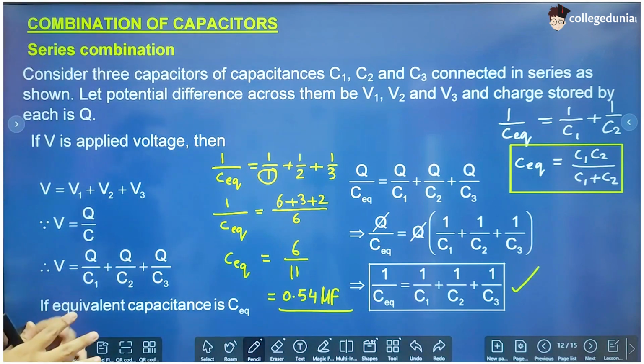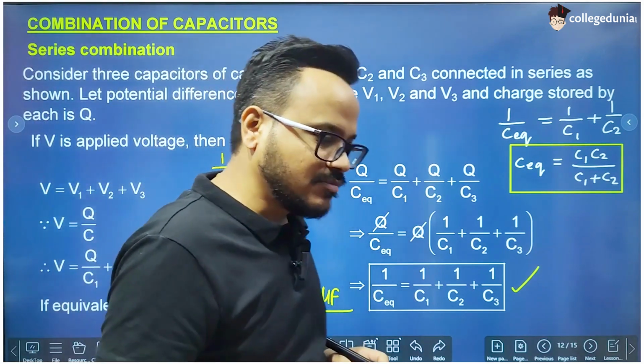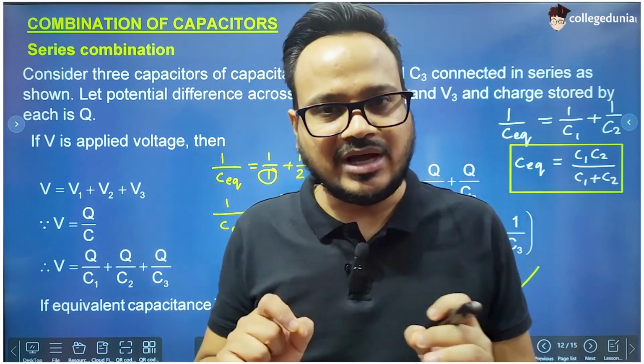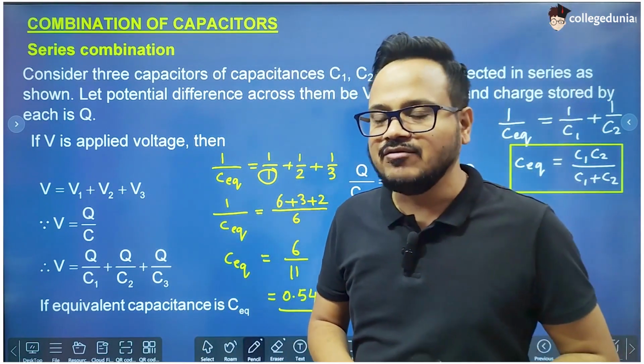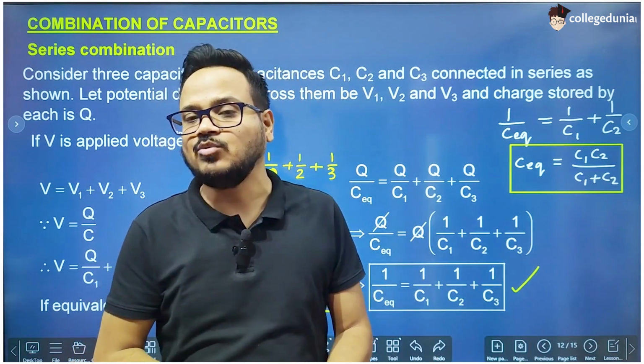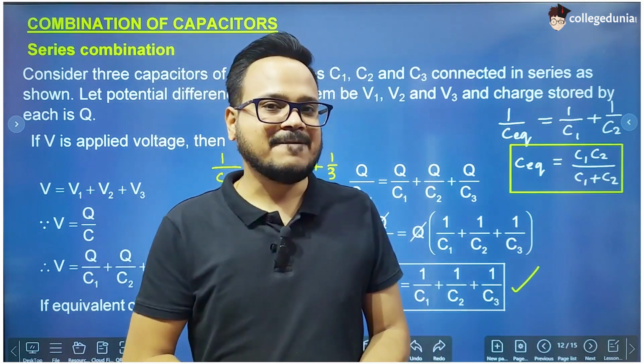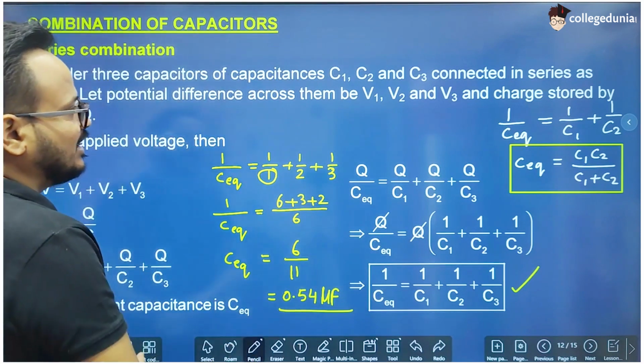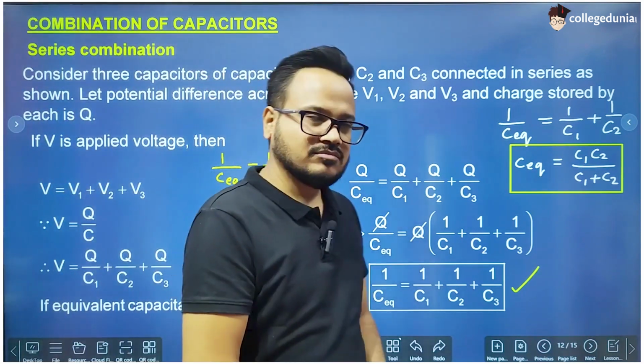So when we have capacitors of bigger value but we need a smaller value in the circuit, we connect those capacitors in series, and when we have capacitors of smaller value but we need a bigger capacitance in the circuit, we connect them in parallel. So this was the complete topic of capacitance.